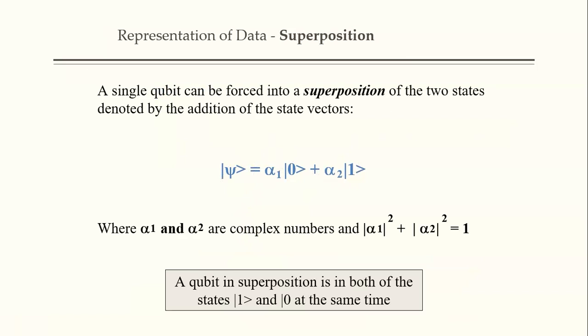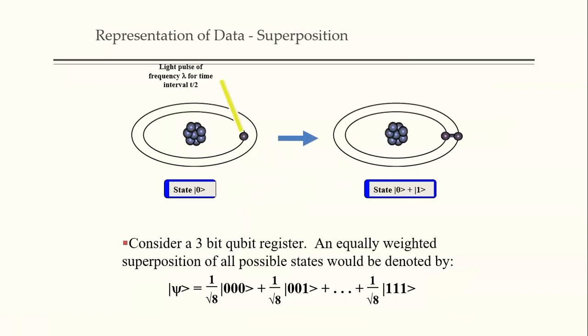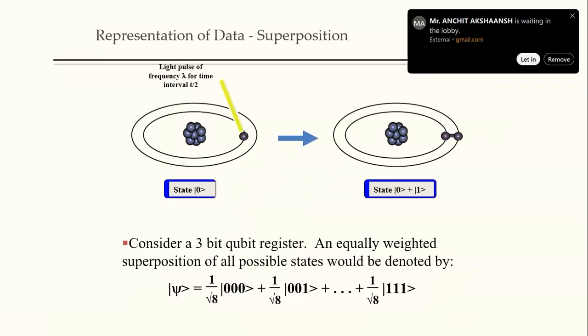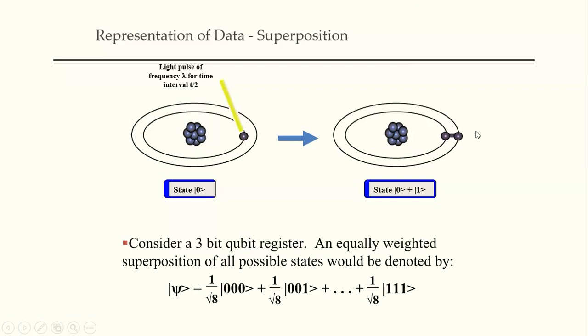Then this qubit is in superposition in both of the states, |0> and |1>, at the same time. It will be in 0 and 1. See here, this thing: state |0> plus |1>. This is state 0 at the same time.